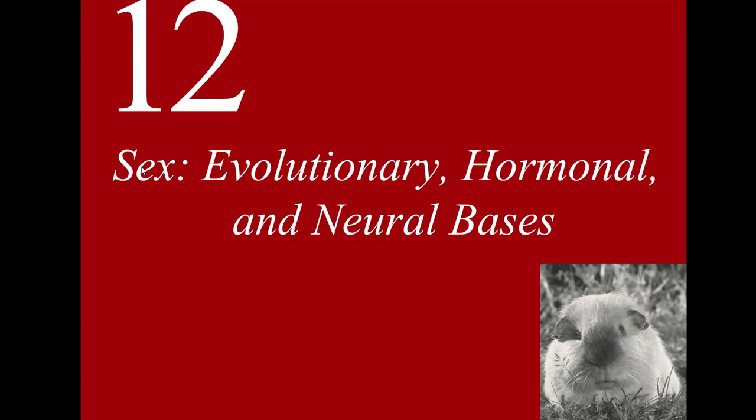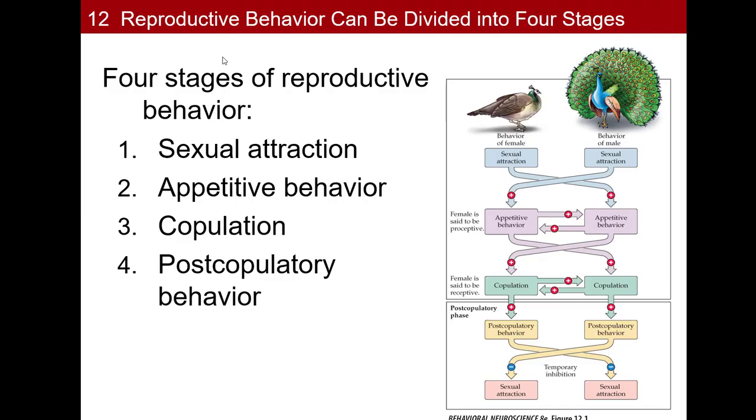Okay, switching gears a little bit here. Chapter 12 talks about the biological basis of sexual activity. So this chapter is really split into two sections. In the first section, we talk a little bit about reproductive behaviors. And then in the second part of this chapter, we talk about the development of sex characteristics. And then we'll talk a little bit about certain disorders that can happen there, etc.